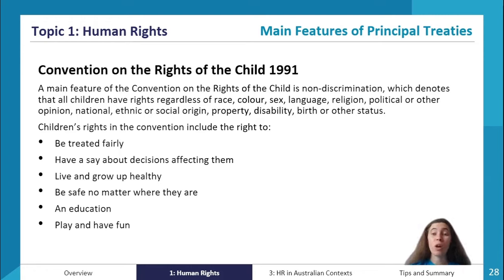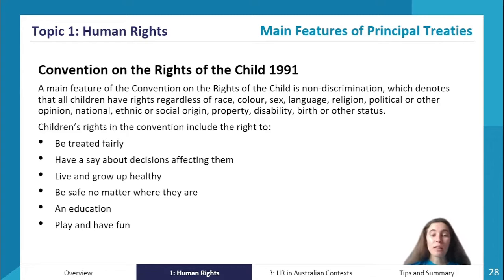So children should not be discriminated against based on any of these things, and indeed, no one should be, because it doesn't matter what these things are for a person. It doesn't matter what our background is. We should all be treated equally. We should all have the same human rights under the law.